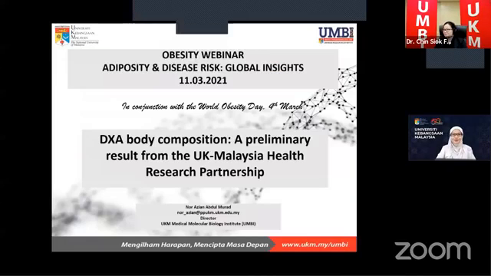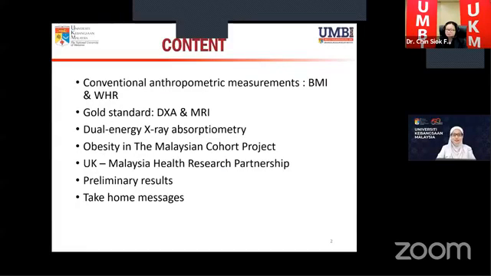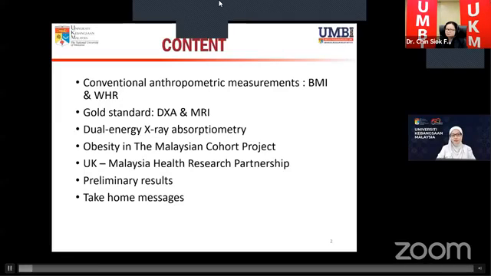Assalamualaikum and hi everyone. I'm going to talk about our UK-Malaysia Health Research Partnership for Non-Communicable Diseases project on obesity. I will cover the methods to determine obesity, including the conventional anthropometric measurement and the gold standard methods. Then I will discuss the prevalence of obesity in our Malaysian cohort project, and finally share with you some of our preliminary results.